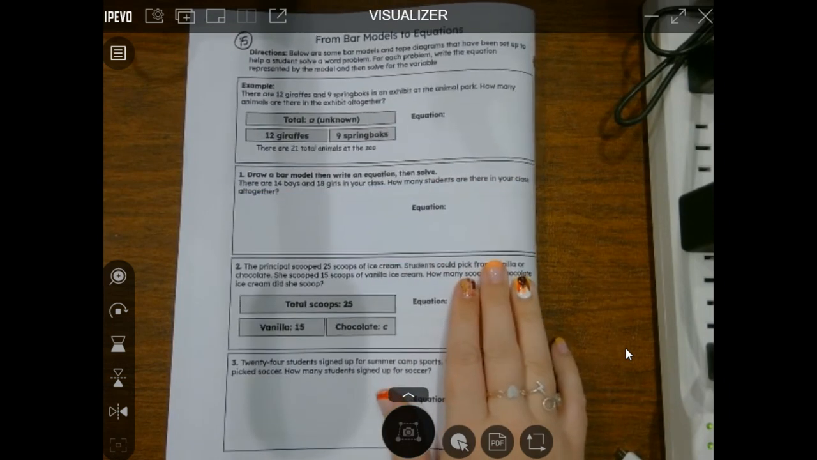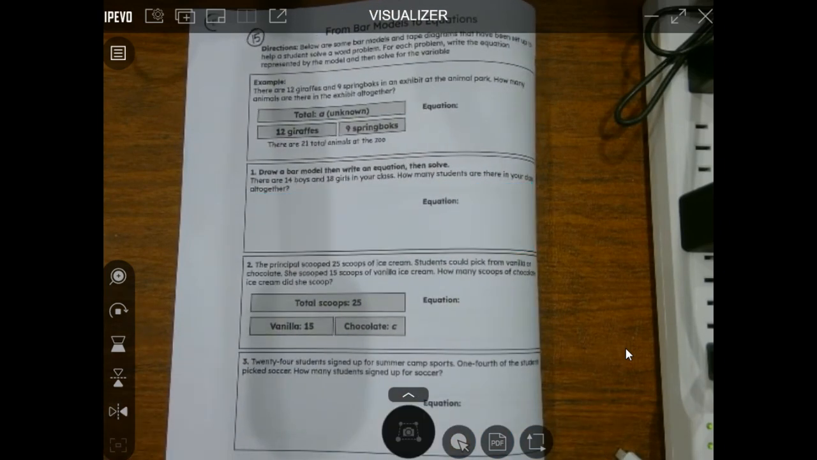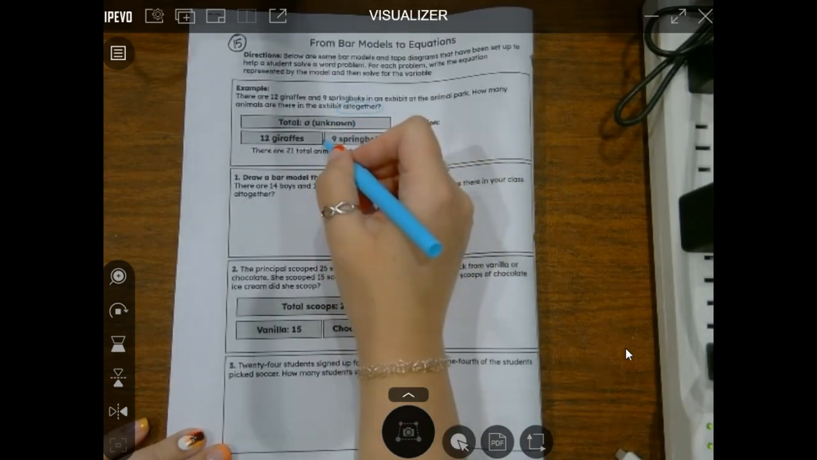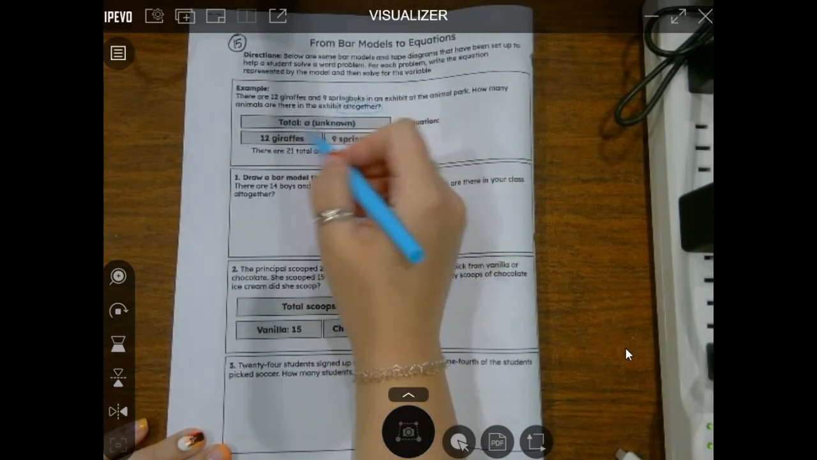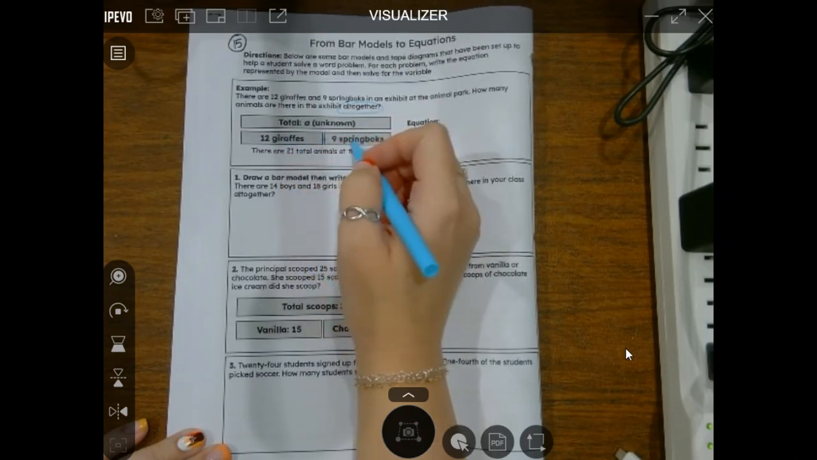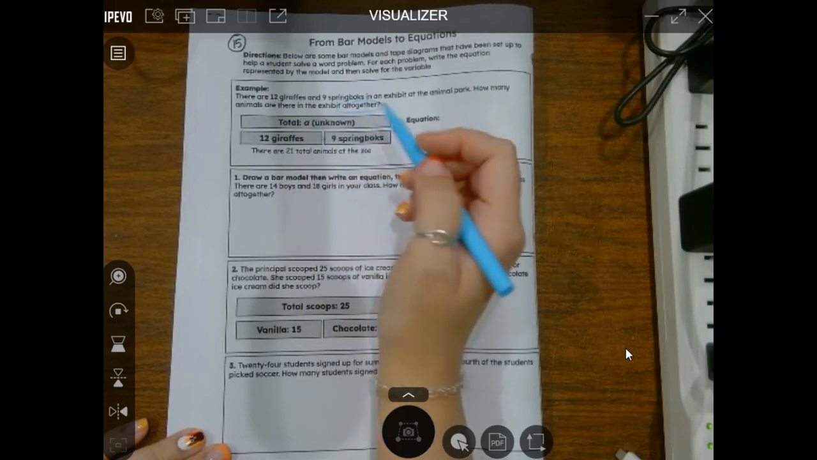Okay, so you're trying to find what? What was my keyword there? They said you're trying to find how much altogether, which means like the totals. You probably want to add them together, right? So do we know how much the total is? No, but we know that there's 12 giraffes and 9 springboks. And so that's why they said this plus this adds to this total right here.